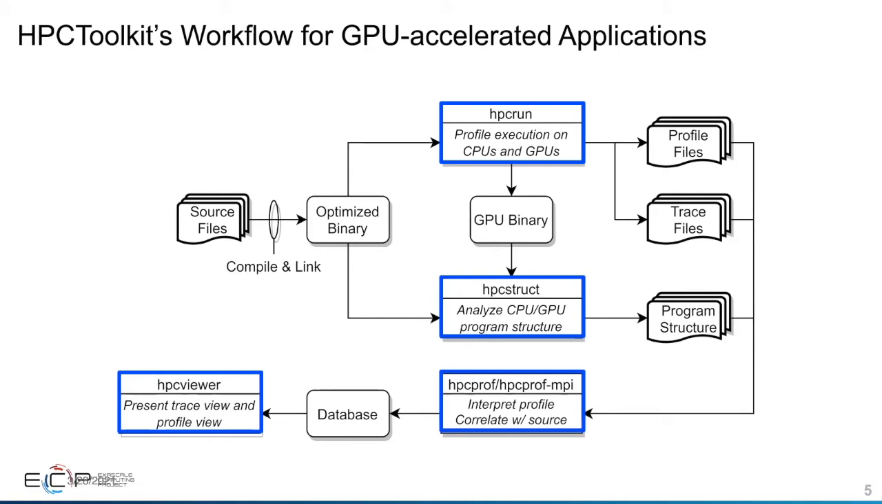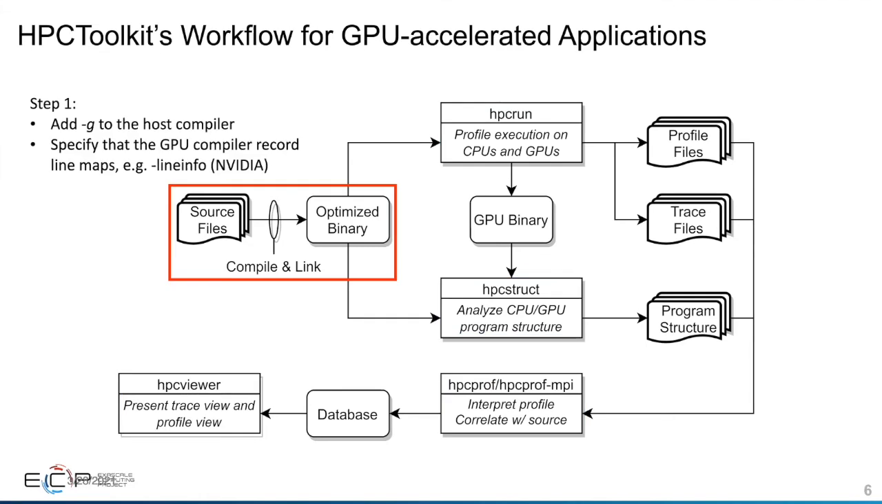So now let me go through the workflow in a little bit more detail and show you how the whole thing works. The first step of the process is to compile your source files into an optimized binary as you normally would. So one of the things that you might like to do is to add -G to the host compiler as an argument.